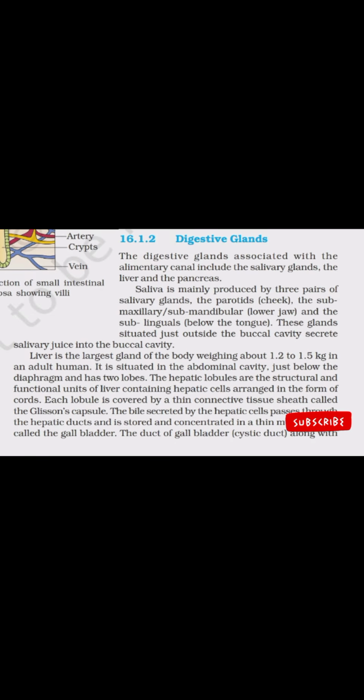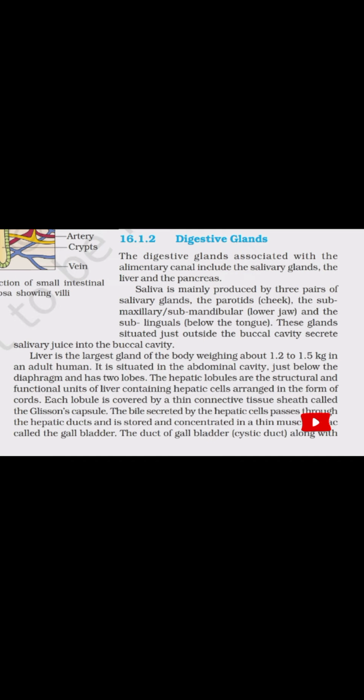Digestive glands. The digestive glands associated with the alimentary canal include the salivary glands, the liver, and the pancreas. Saliva is mainly produced by three pairs of salivary glands: the parotids (cheek), the submaxillary/submandibular (lower jaw), and the sublinguals (below the tongue). These glands, situated just outside the buccal cavity, secrete salivary juice into the buccal cavity.